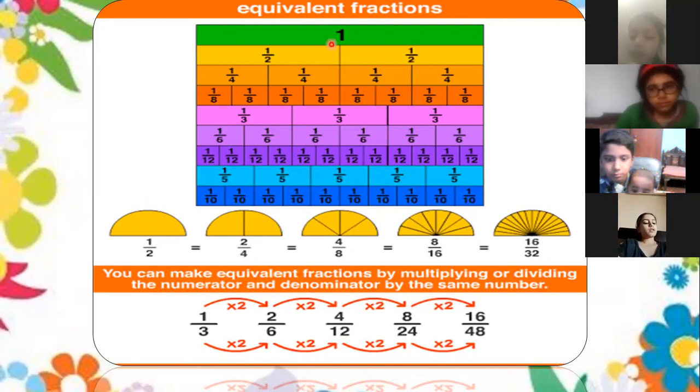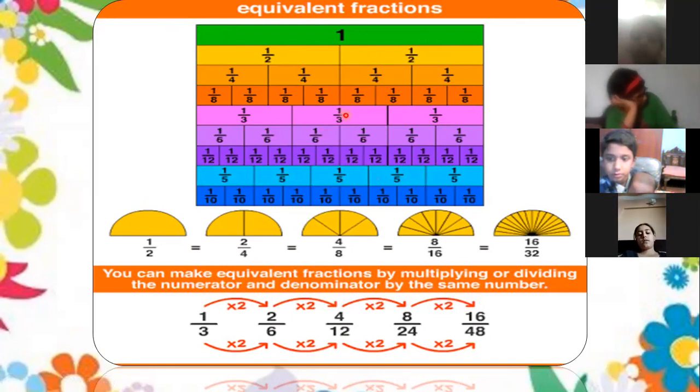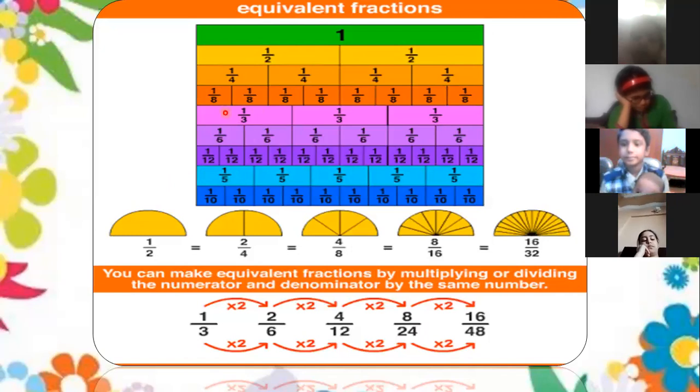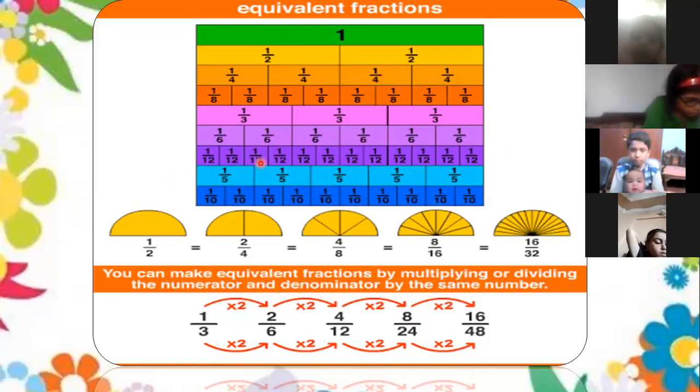Now we have divided this one whole into 5 equal parts. Here we have divided into 6 equal parts, here 3 equal parts, 4 equal parts, and here we have divided the one whole into 5 equal parts. You can see that these all proportions are of the same size of the one whole. These all fractions are equal to one whole.